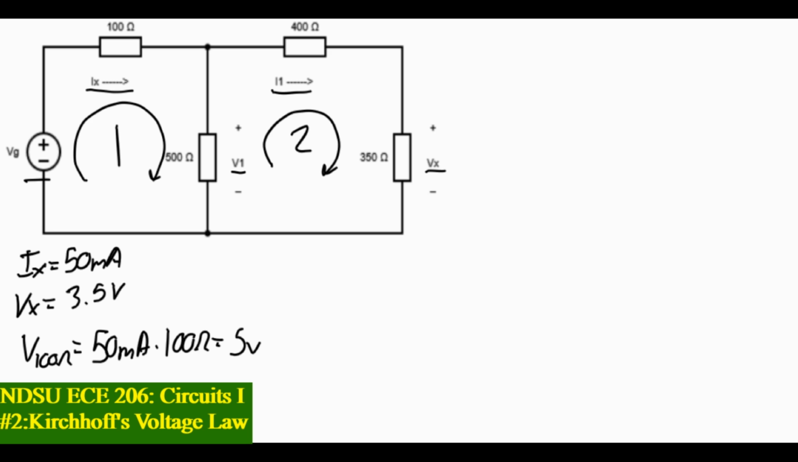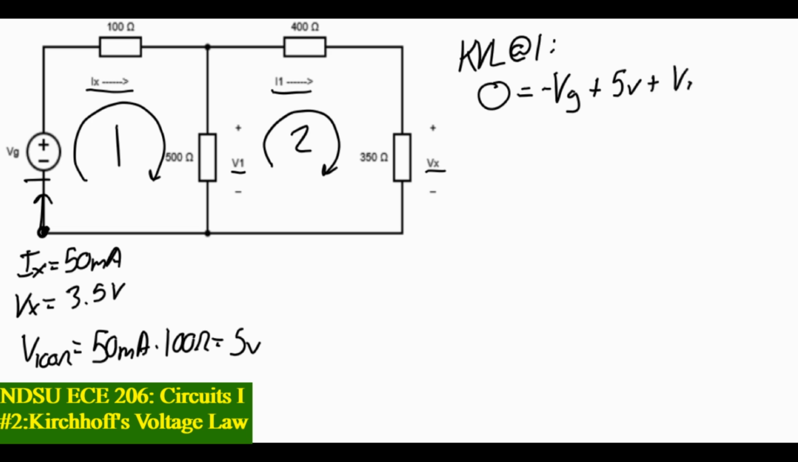Okay, just for the sake of completion, we are going to do the KVL around loop 1. We're going to start right here. Let's write this down, KVL at 1. They're all going to sum to 0, so we're going to put 0 equals, and we're going to start at this dot and move upward. The first thing we meet is a negative VG plus the voltage we just calculated, 5 volts, plus V1, and that takes us back to where we started.